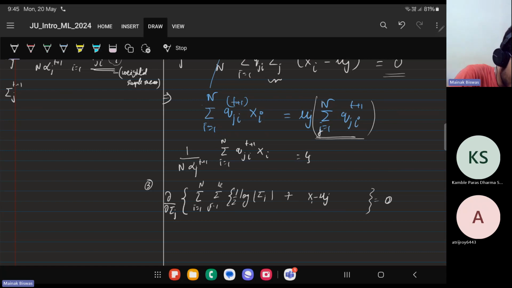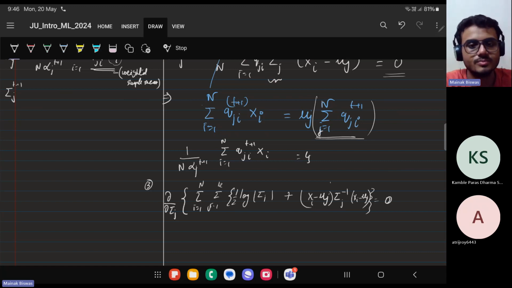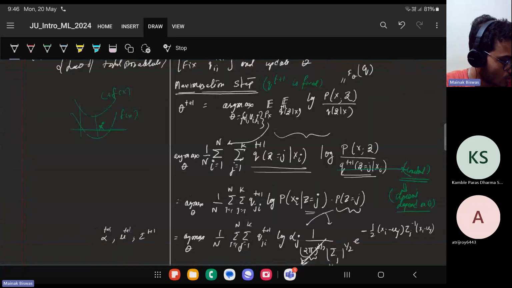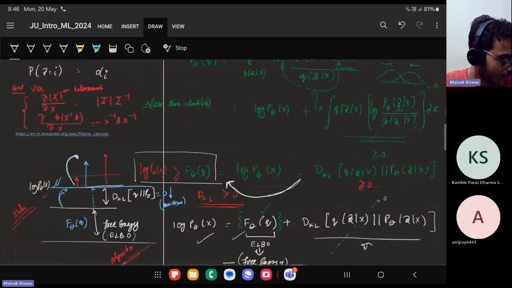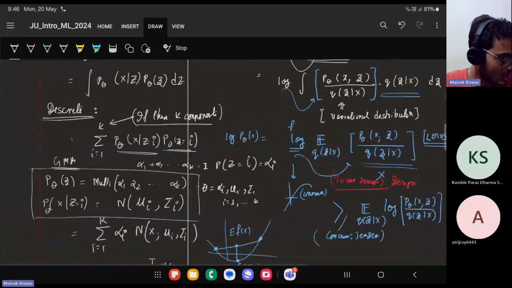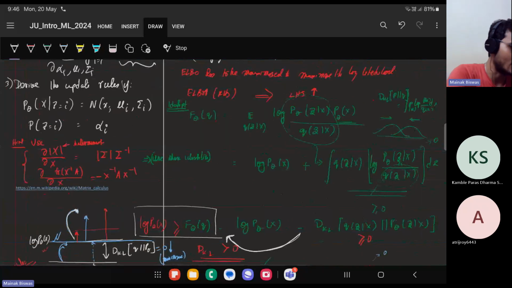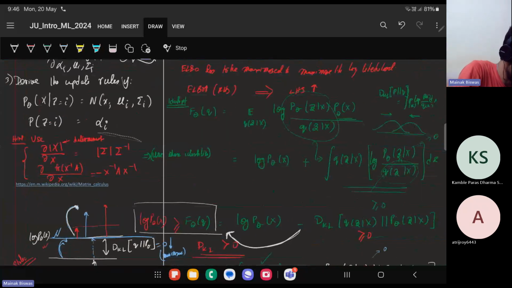(xi minus μj) transpose Σ inverse (xi minus μj). So now I have to take the derivative with respect to Σj, right? This matrix. For this, you need a little bit more calculation, just a lot of bookkeeping. To avoid that, I have brought in the formula from this Wikipedia page. You can refer to that. It's very useful for taking derivatives with respect to matrices and vectors.